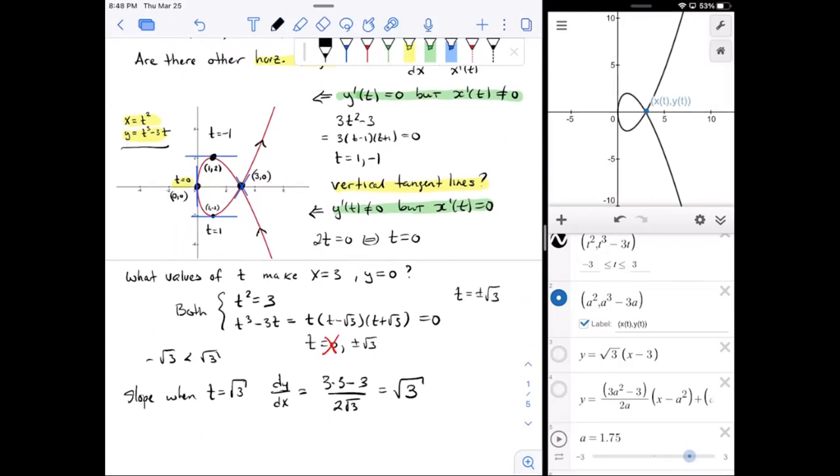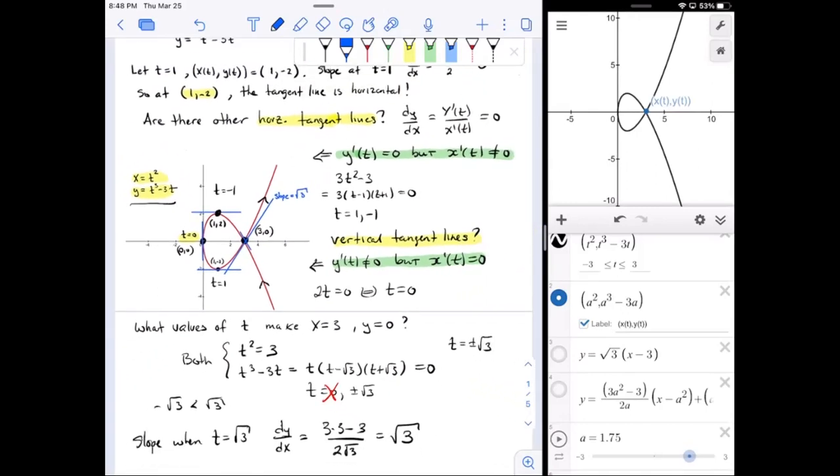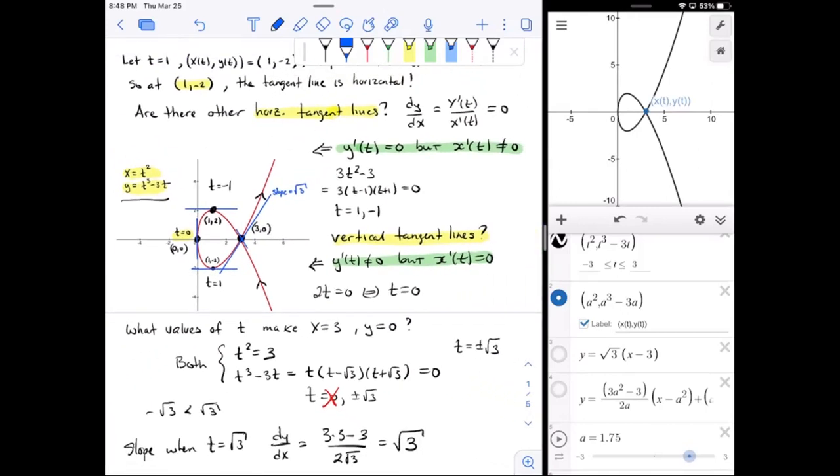Okay, so this one tangent line here with positive slope, I'm going to make it longer so we can see it a little bit better. Make sure you understand why I'm picking this one, because I wanted the positive slope one, the one when t is positive square root of 3. Well, its slope there is also the square root of 3. There's a lot of 3's in this problem. It's the symmetry of this curve.